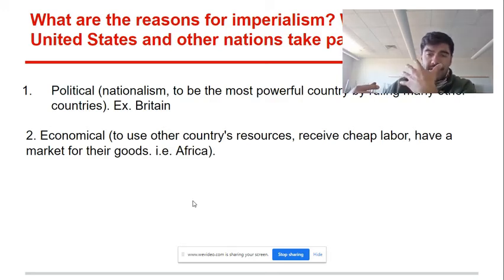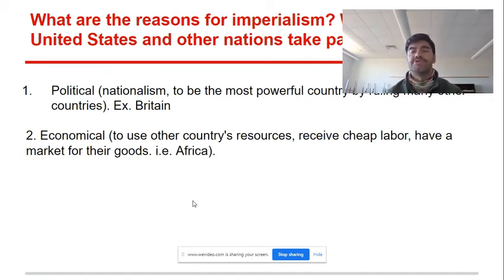So once again, the African countries have no strong government to protect them. They have no strong military to protect them from a country like Britain coming down and exerting its influence over the area and taking control of its valuable resources.